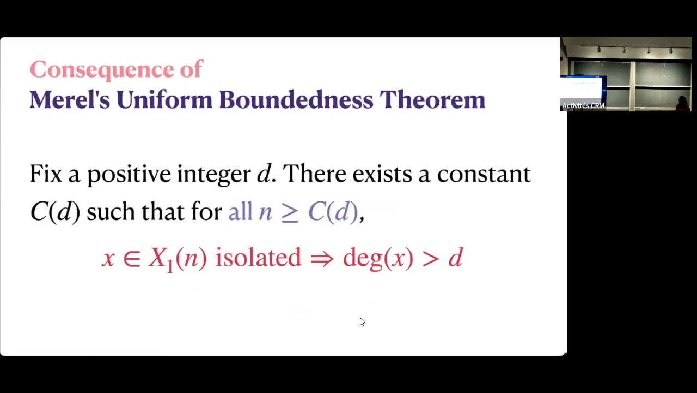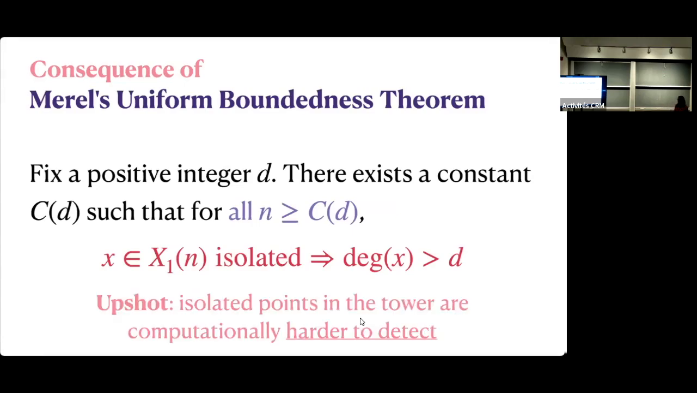And so what it says is if you fix a positive integer d, there is a constant so that if you take n bigger than this constant, so high enough up in the tower or farther to the right in the tower, if you have an isolated point, its degree is really big. So what that tells you is that as you go high up or to the right in the tower, the isolated points get harder and harder to detect because their degrees are really, really big. So they're defined over number fields of really, really high degree. We can't do anything for those cases.